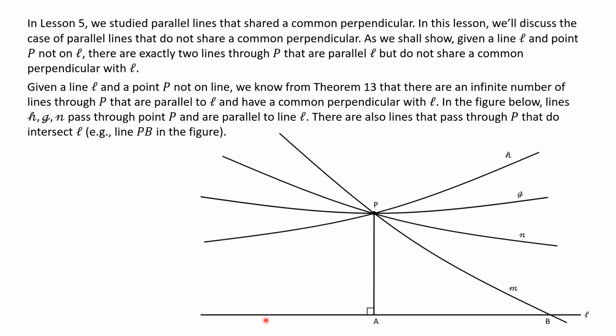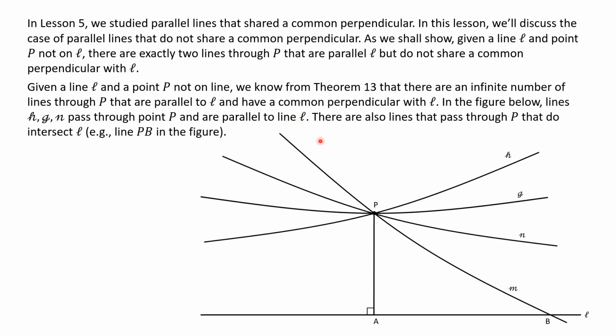We had the case where we had a line L here and a point P not on L here. And from Theorem 13, we proved that there are an infinite number of lines through P that are parallel to L and that have a common perpendicular with L. In the figure below, the lines H, G, N pass through P and are parallel to L, and they have this common perpendicular AP with line L.